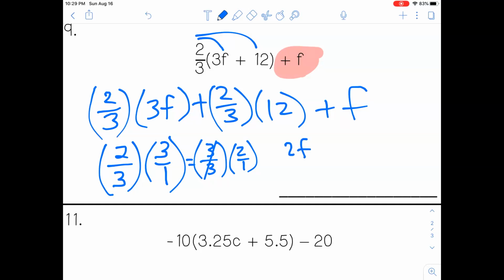Now on the second one, we can multiply it out and say 2 times 24, because this is the same as 12/1. So 2 times 12 is 24. But then we have to divide it by the 3, and 24 divided by 3 gives us 8. So that's plus 8, and then plus f. Now, we're not necessarily done. We need to look and see if we have any like terms that we can combine. And we do, because we have like bases of f. So when we combine that, there's 2 f's in the first one, and 1 f in the last one, and 2 plus 1 is 3, so that gives us 3f plus 8.